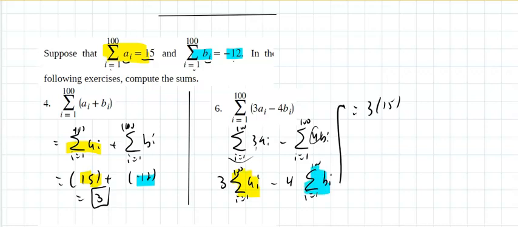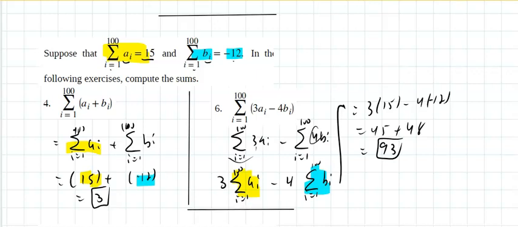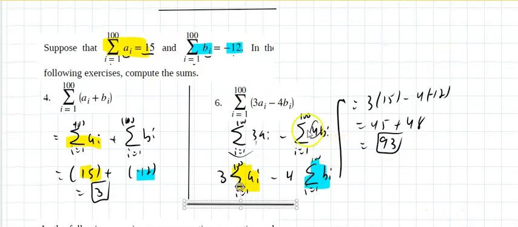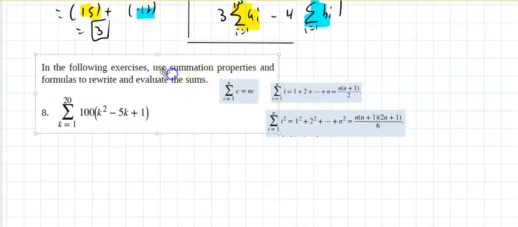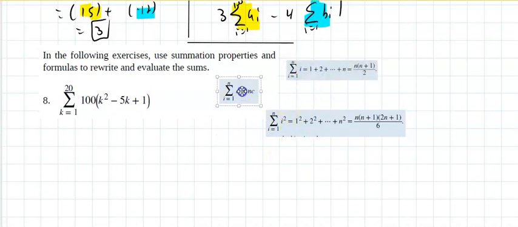That's 3 times 15 minus 4 times negative 12. That's 45 plus 48, if I'm not mistaken. That's 93, I think. You know, there it is. So, just getting used to those summations really quick. And this is the key. This is what we need for what's to come in 5.3.